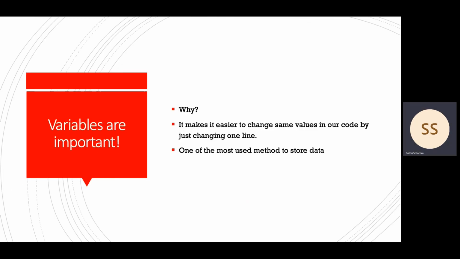Right, so variables. What are variables? Variables are very important. They make it easy for us to change the same values we have in our code by changing just one line. It's also one of the most common ways of storing data within our code. I know it sounds very difficult, but you'll see now.